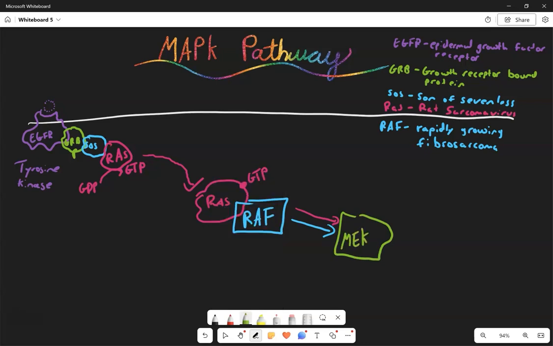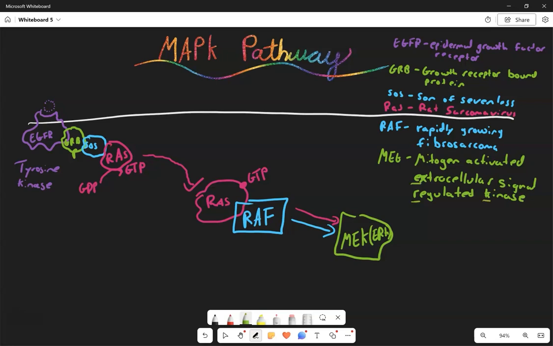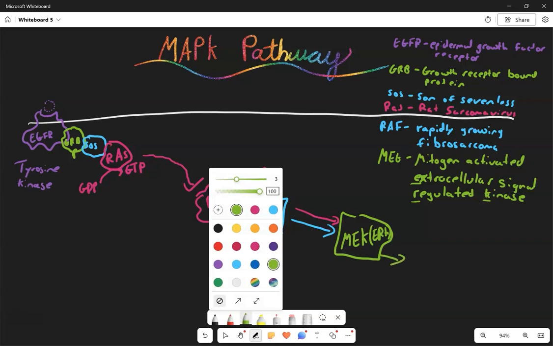Or sometimes you'll call these ERKs, okay? And so MEK, this is a long one. This stands for mitogen activated extracellular signal regulated kinase. Okay, and so you can see where the ERK comes from, right? Extracellular signal regulated kinase. Okay, and so this then will come over and it will make the final step and it will activate our MAPK.